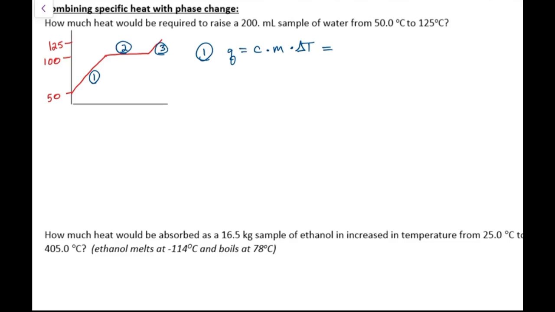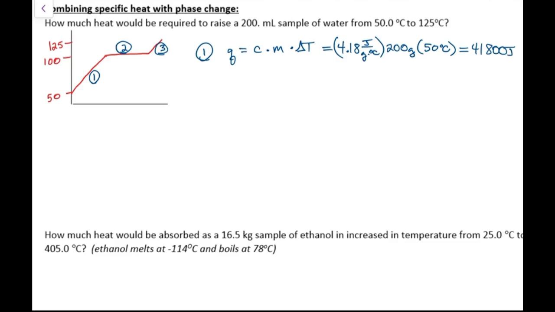We don't know Q. We do know the specific heat because it is liquid water at 50 degrees Celsius all the way up to 100. According to the table from last time, that's 4.18 joules over grams times degrees Celsius. A 200 milliliter sample of water is 200 grams. Going from 50 up to 100 is a change in temperature of 50 degrees Celsius. So you're going to get 41,800 joules.